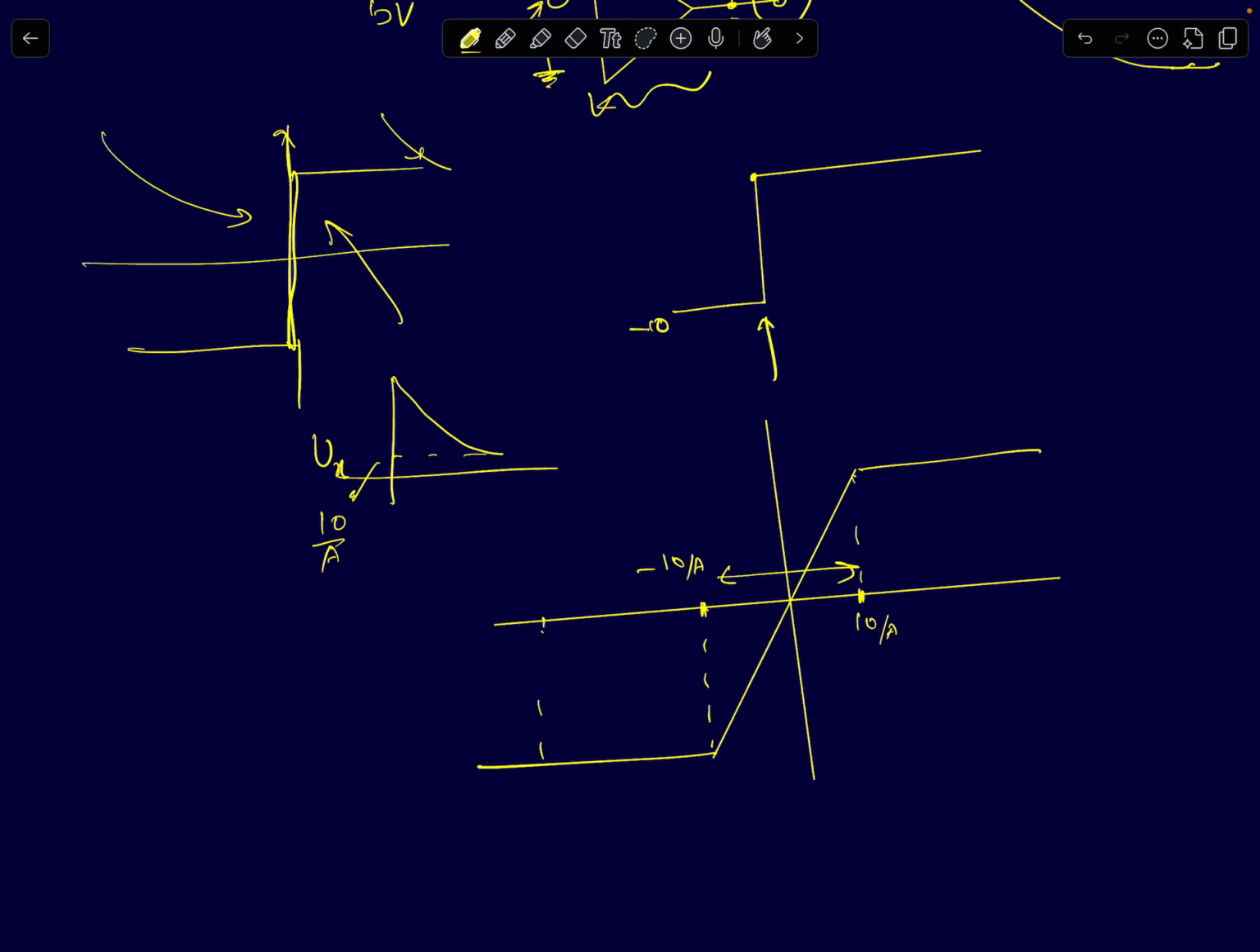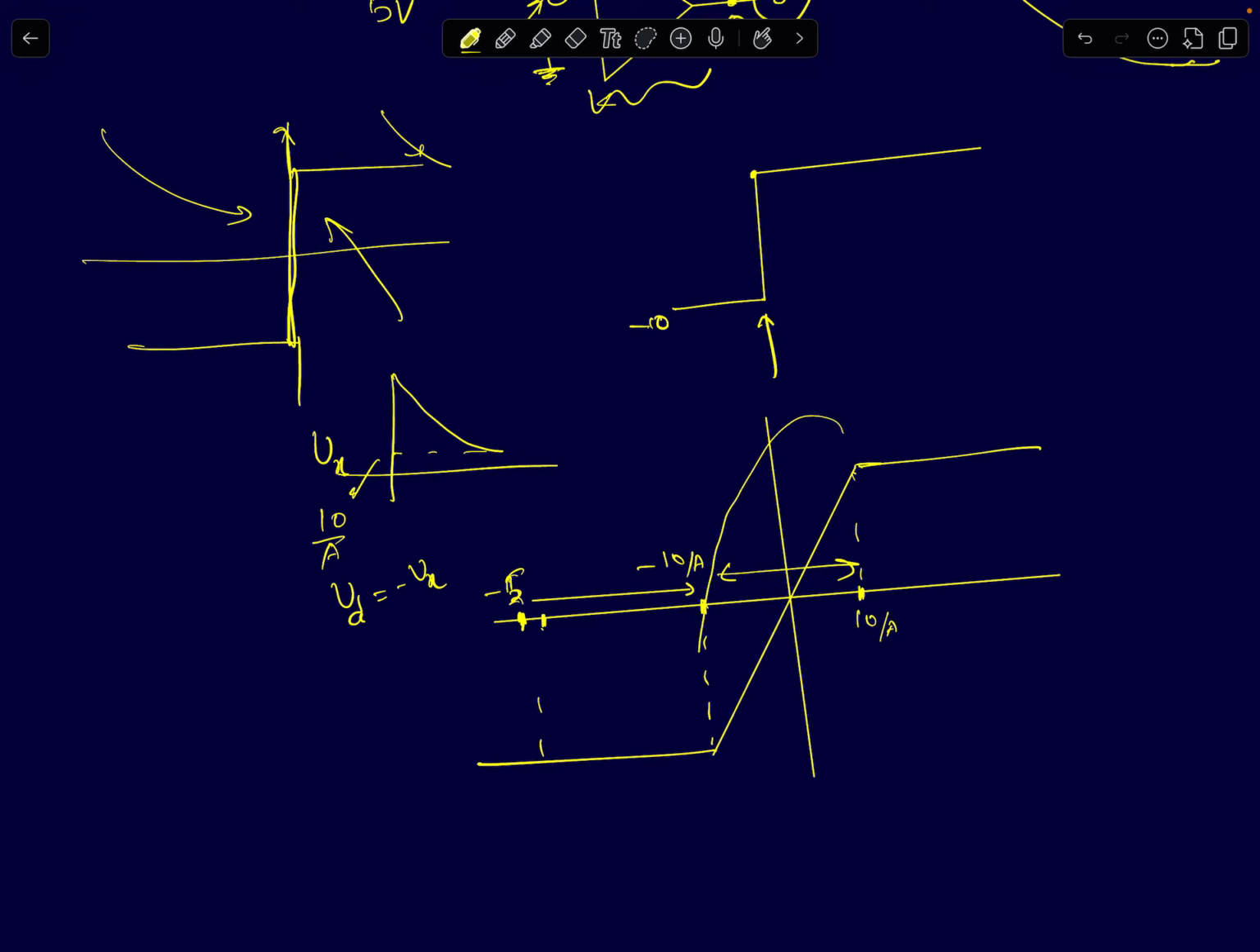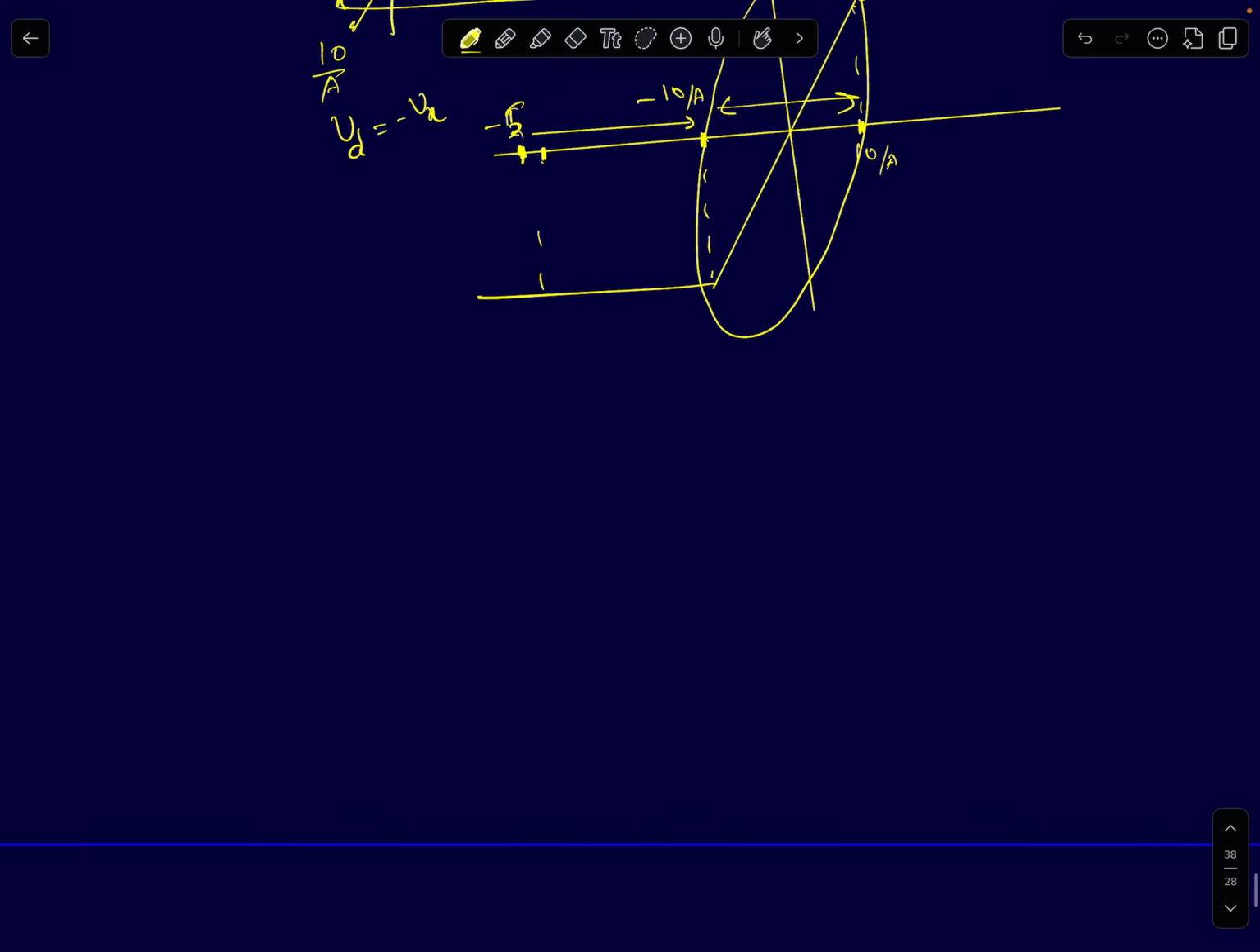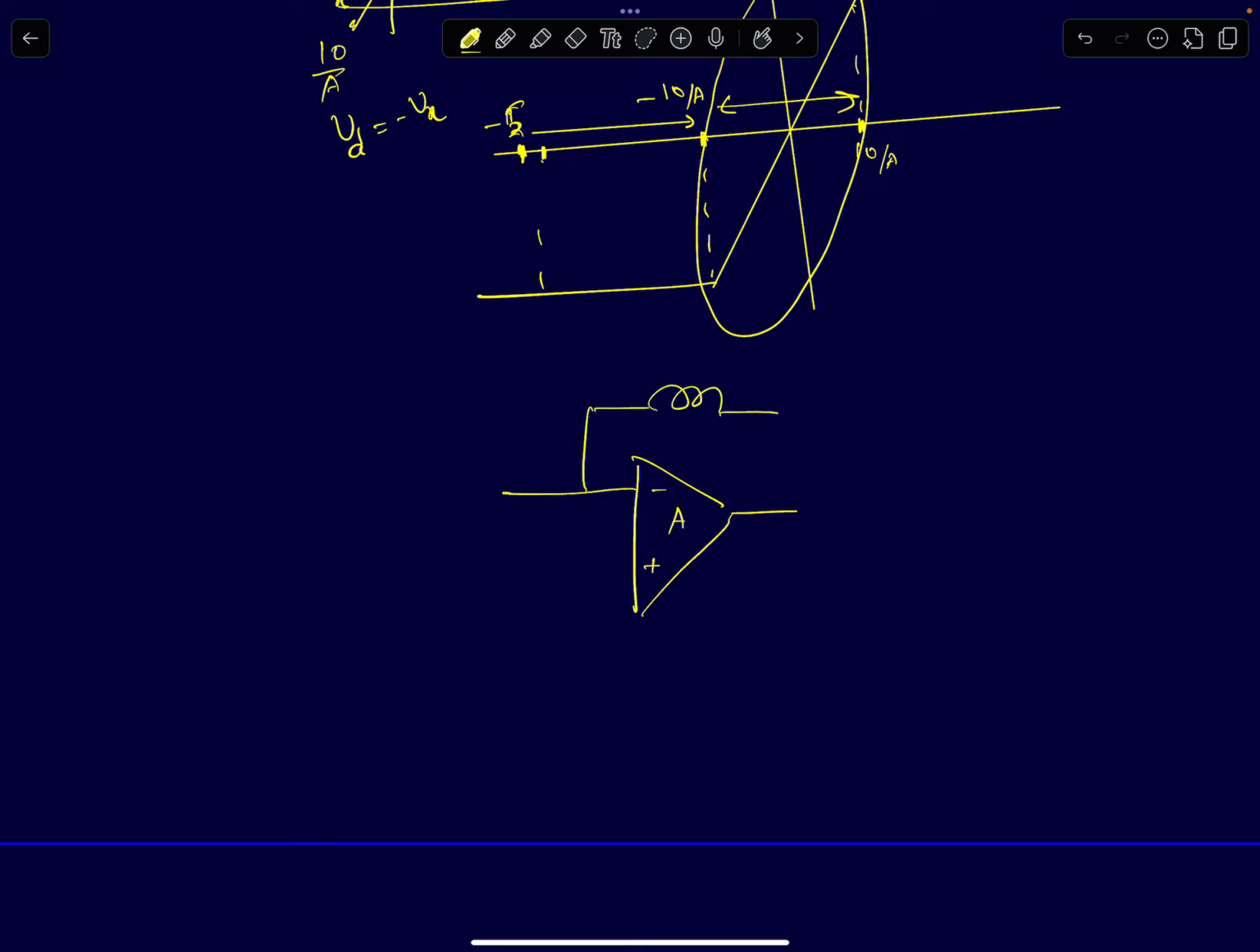Initially, the differential input Vd is minus Vx. Your Vx was at 5, so Vd was at minus 5. As your node voltage Vx decreases, the differential input to the op-amp also decreases, and then it enters the high gain region. The moment the op-amp enters the high gain region, I can treat the op-amp as an amplifier with a gain A. Now I am trying to find what this node voltage will be.